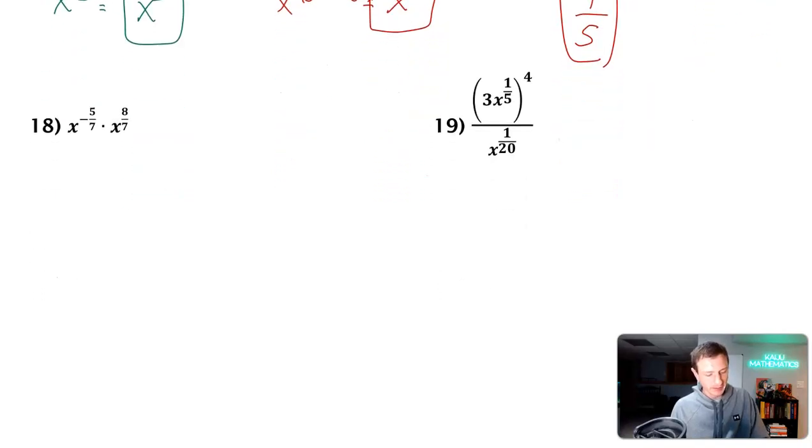Number 18, x to the negative 5/7 times x to the 8/7. So let's go ahead and multiply by the same base. We add exponents, so negative 5 over 7 plus 8 over 7. X to the negative 5 plus 8, because the denominators are the same, so negative 5 plus 8 is 3, so we get 3/7. Nothing that I can do there.